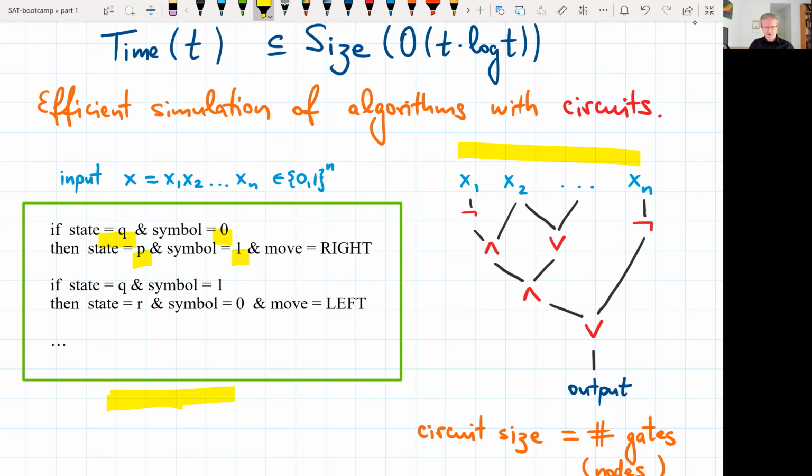A circuit, on the other hand, simulating this machine will have to have the following behavior. It has a bunch of bits, x1 through xn, given as input to the circuit, and it has a bunch of logical gates, negations, ORs, ANDs, and it must produce the output of the computation in one of the gates, one of the nodes of the circuit, in the picture in the bottom one. It has to be 1 if the algorithm accepted the input x and 0 otherwise. And the size of the circuit is the number of gates. So I want to say that time t corresponds to size t log t.